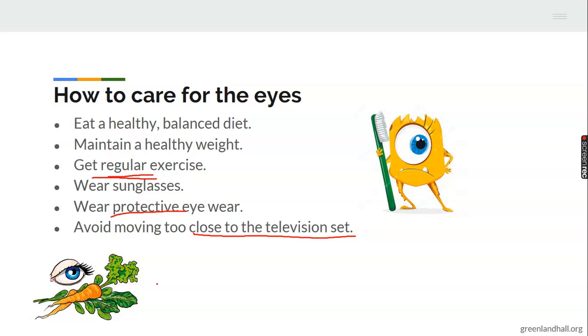Okay, so we will just run this through. Number 1, to care for the eye, eat a healthy, balanced diet. Number 2, maintain a healthy weight. Number 3, get regular exercise. Remember, the word we emphasize is regular. Okay, so it has to be a particular time and within certain days. Wear sunglasses because of the intensity of the light from the sun. Wear protective eyewear. Avoid moving too close to the television set. If you do this, you are on the track to protecting the eyes.